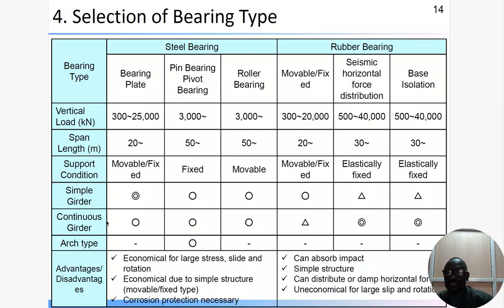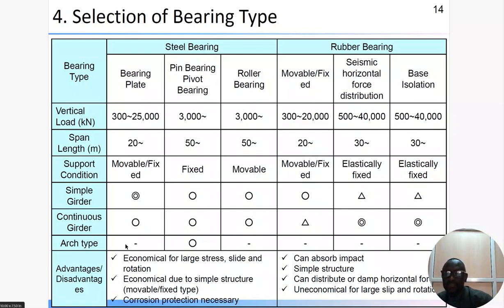In most cases, for simple girder, they are fixed. For continuous girder, they also fix. Actually, they fix for all. But for simple girder, this is another type. I don't know which one, but it is for this range of span. But for this range of span, they are fixed. Now I understand it. And then for continuous girder, they fix it all.